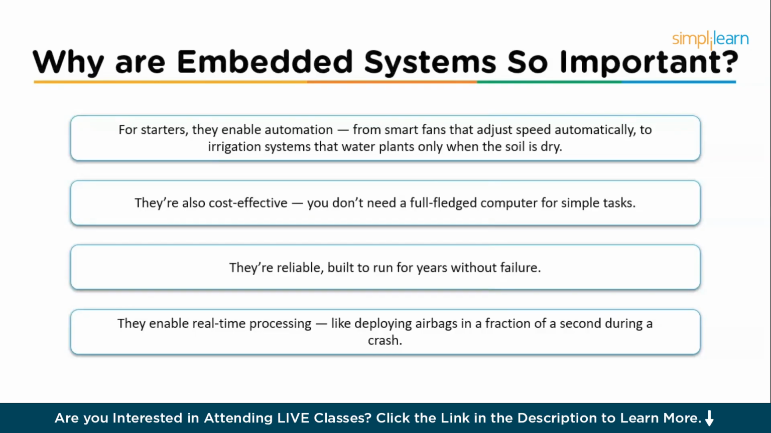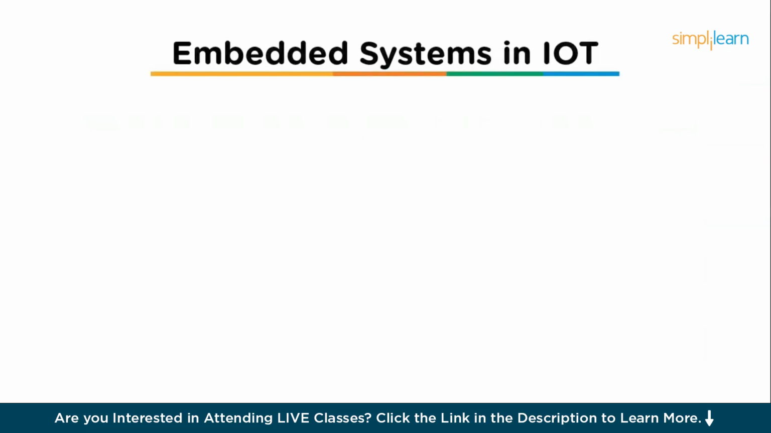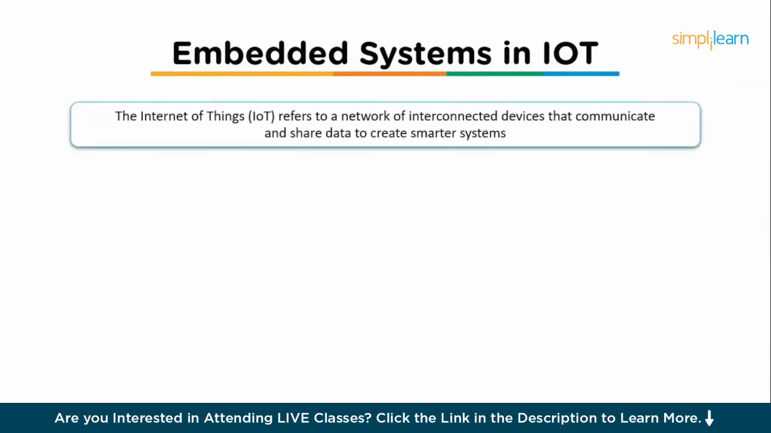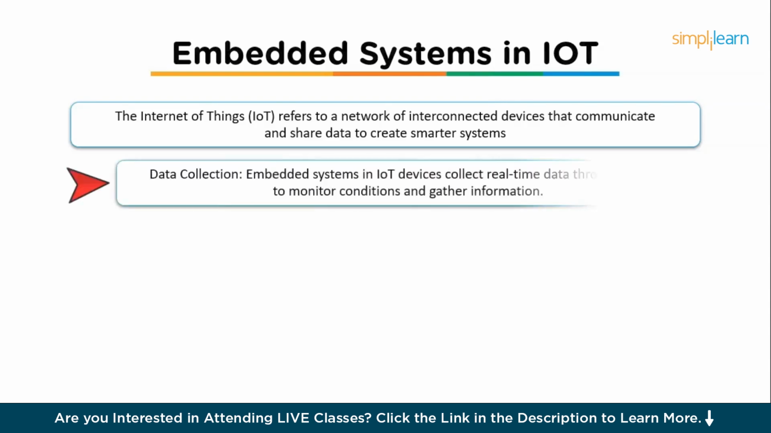So let us now see what embedded systems are in IoT. The Internet of Things refers to a network of interconnected devices that communicate and share data to create smarter systems. At the core of these smart devices are embedded systems, which enable them to perform specific tasks, process data, and interact with each other. So, how do embedded systems power IoT? The first one is data collection. Embedded systems in IoT devices collect real-time data through sensors to monitor conditions and gather information.